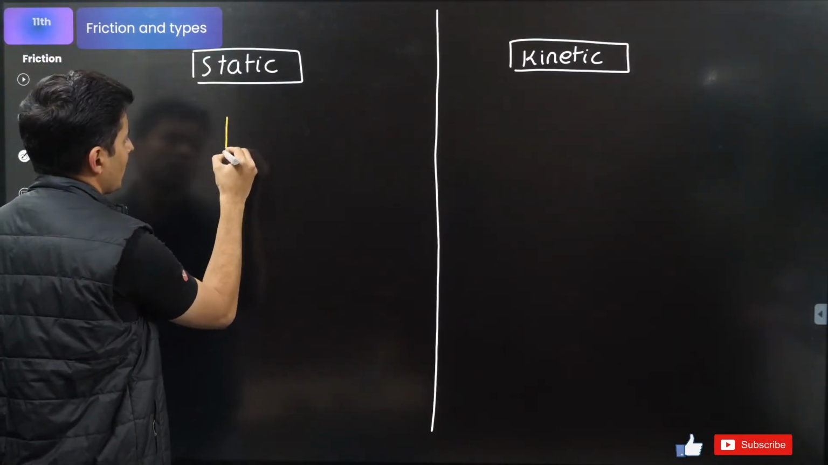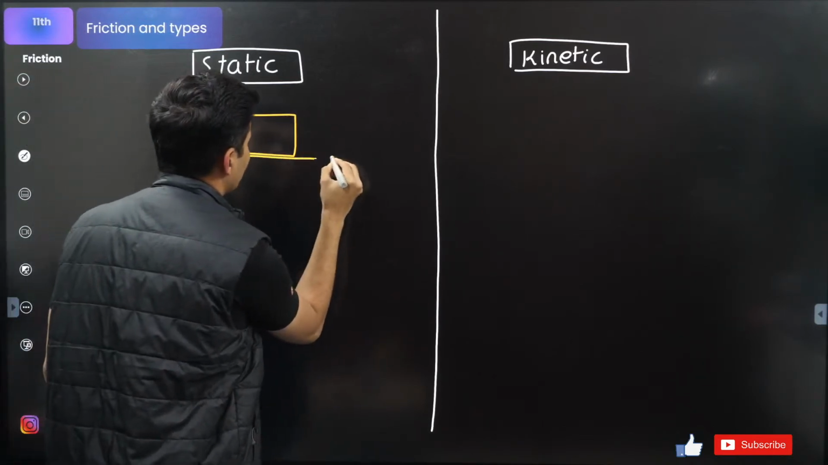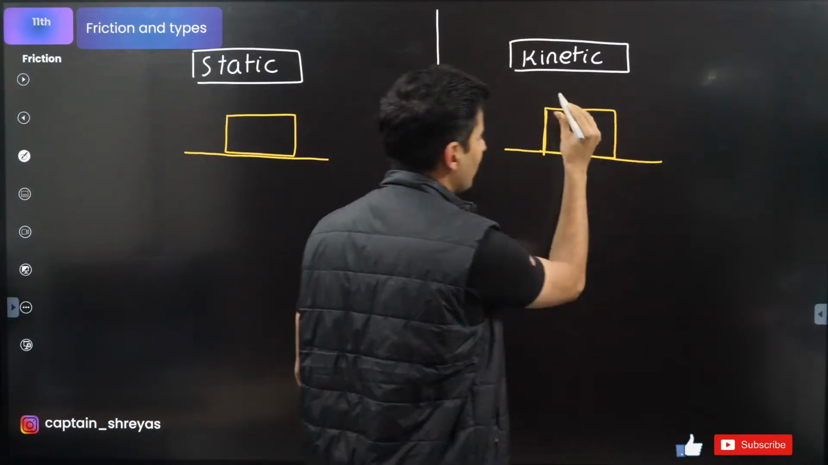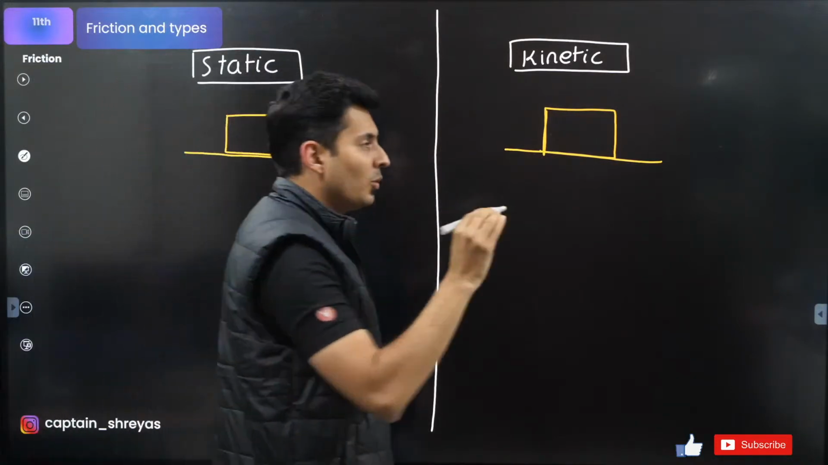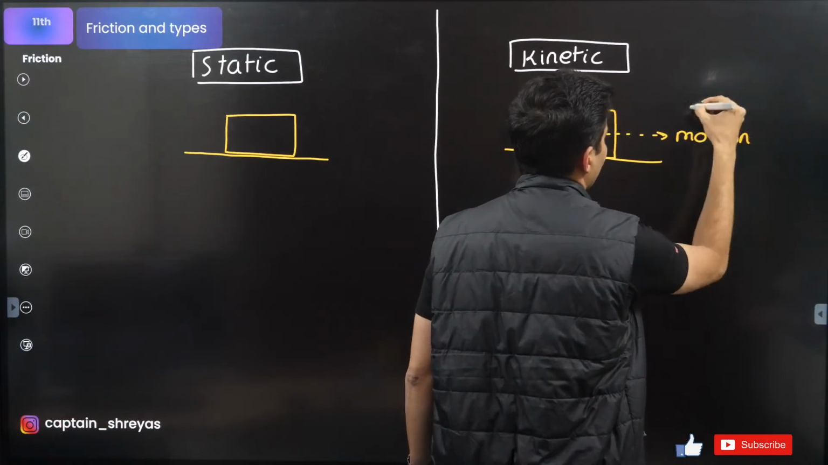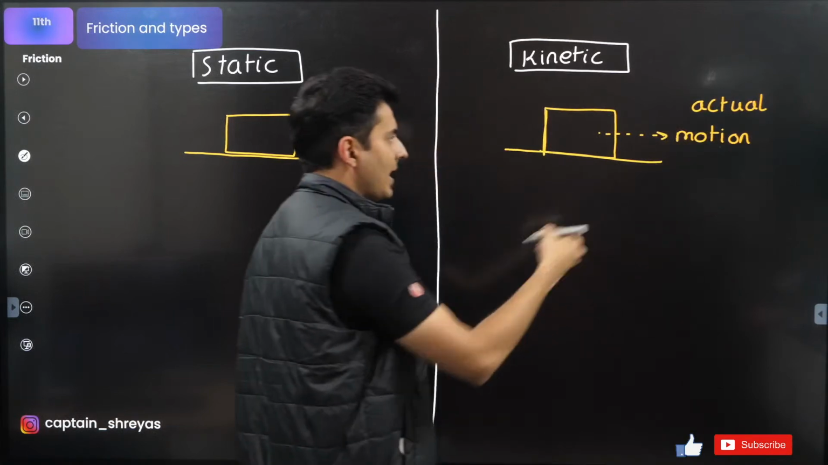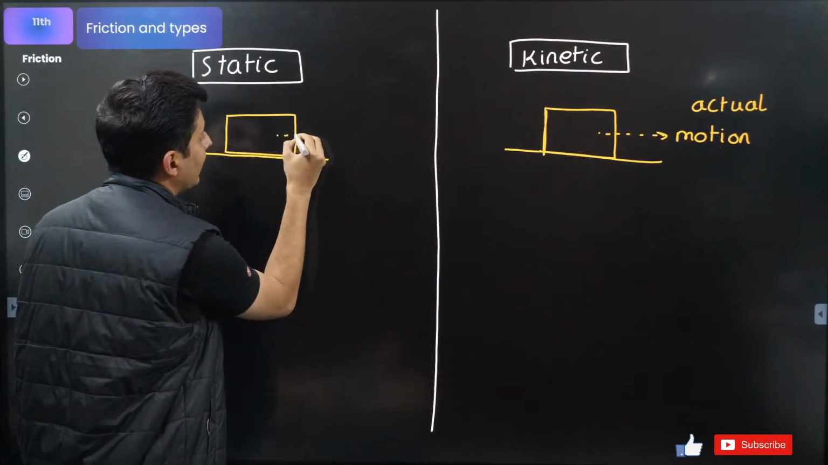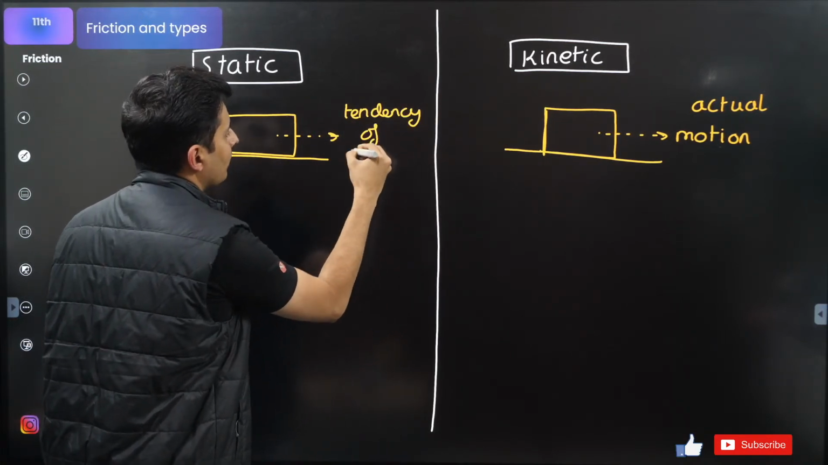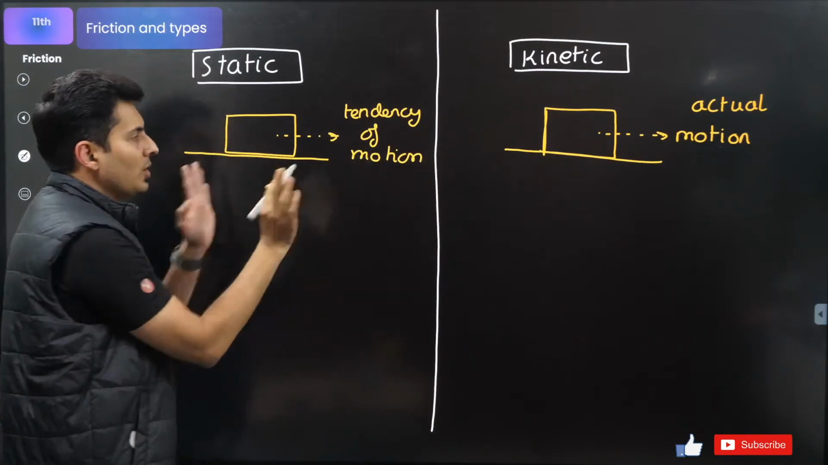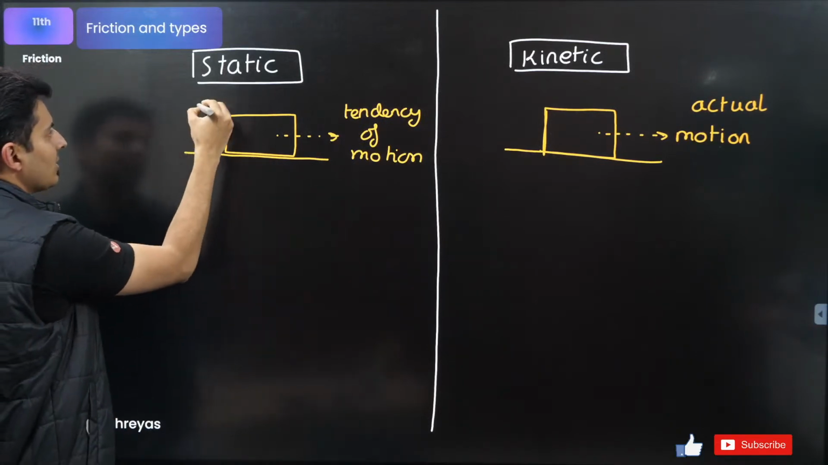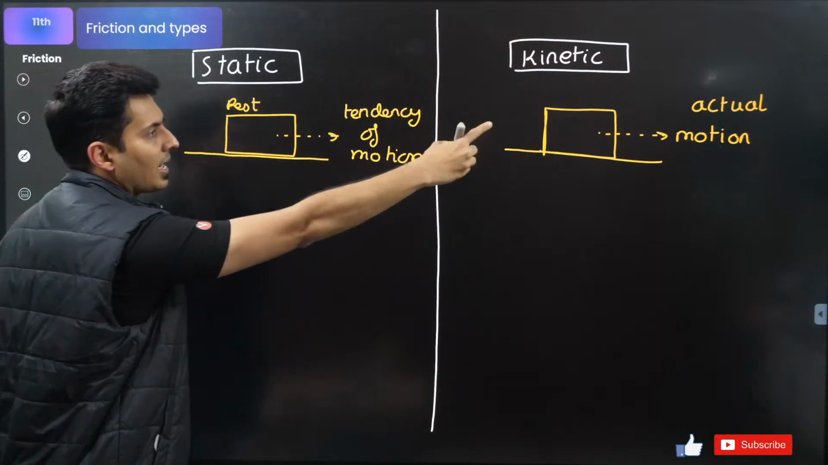Let me just show this to you. Imagine that there is a block, surface, whatever. This is your surface on which the block can move. Same block, same surface. Now the moment I use the word kinetic, it means it is actually moving. So there is actual motion in this direction. But in static, there is tendency to move. This is the direction of the tendency of the motion. It's not actually moving, it is at rest. Keep this in mind. So these two surfaces are not really moving. This is basically going to be at rest. This is actually in motion.